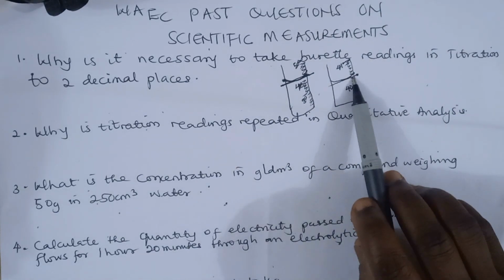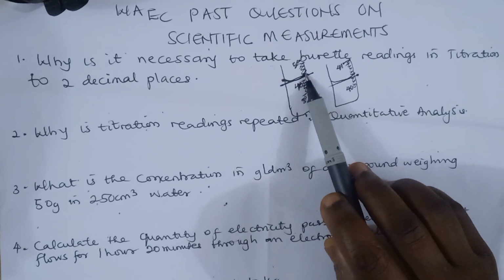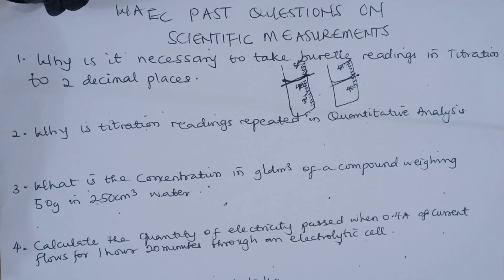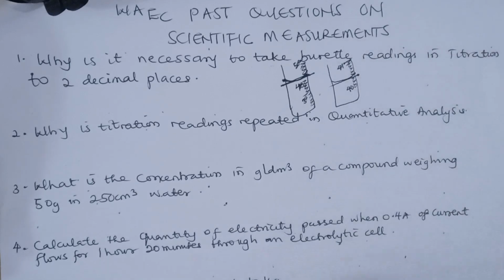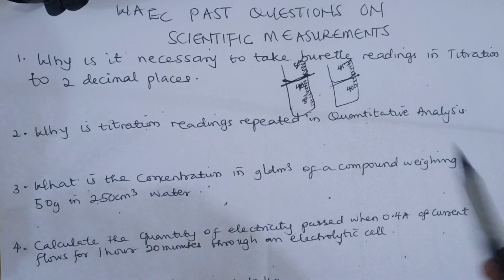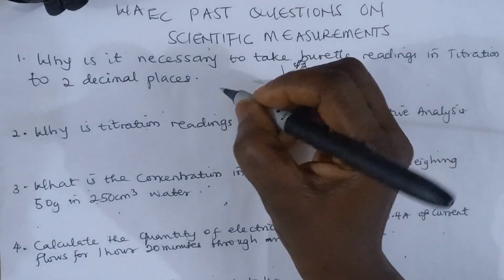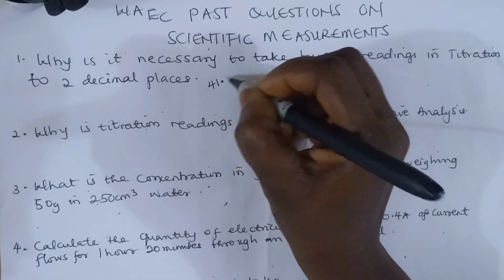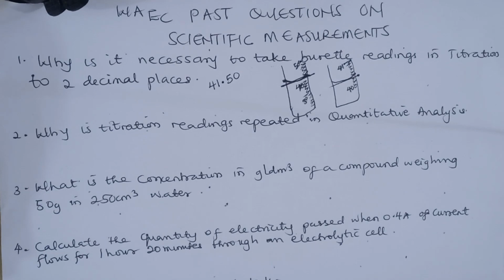So in this case now, we are going to get an accurate value rather than rounding up where we have 41, 42, 43, and then we just round up here. So between 40 and 41, we have points, which are decimal fractions. So the higher the decimal fractions, the more precise your answers are. So it is important to take your readings to 2 decimal places. For instance now, maybe your titer value is 41.50. You don't need to round up your values to 42 or write 41.